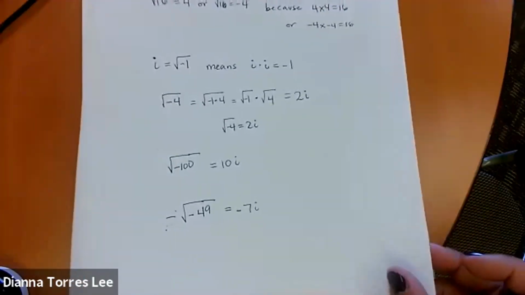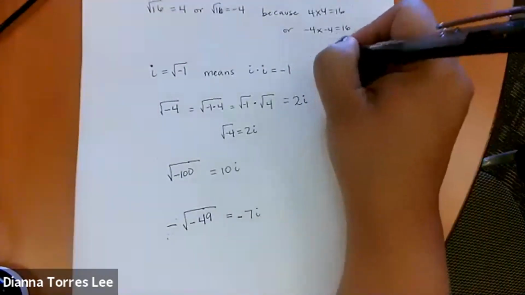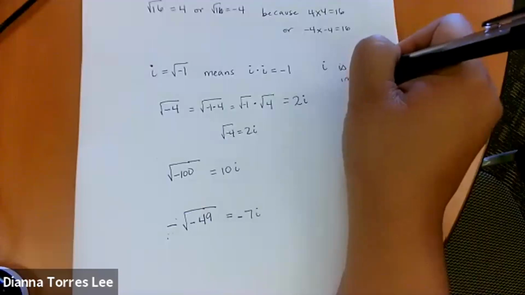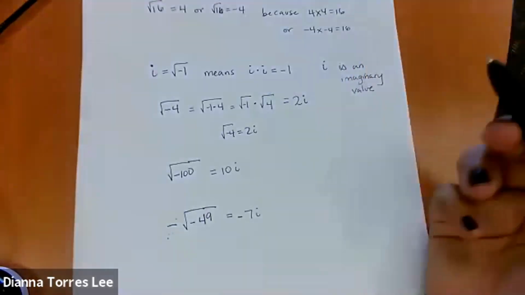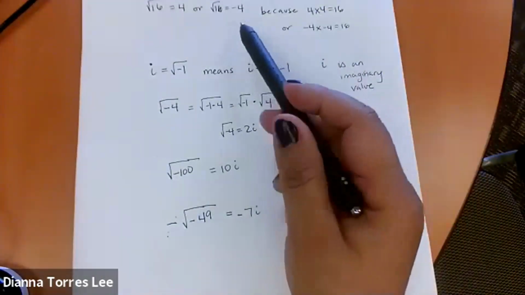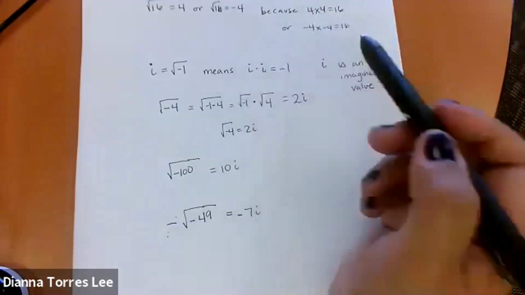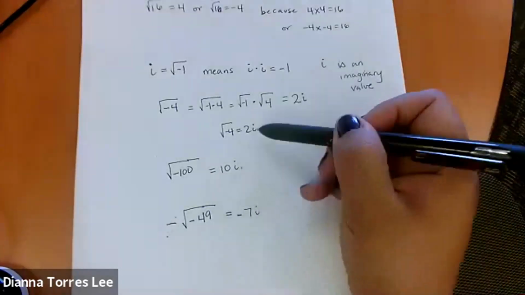So if I have a complex number, this i, it's an imaginary value. So we weren't lying to you before when we said that you can't take the square root of a negative value and get a real number. That's still true. You still can't take the square root of a negative value and get a real number. I can take the square root of a negative value, and when I do, I'm going to have this i attached to it.